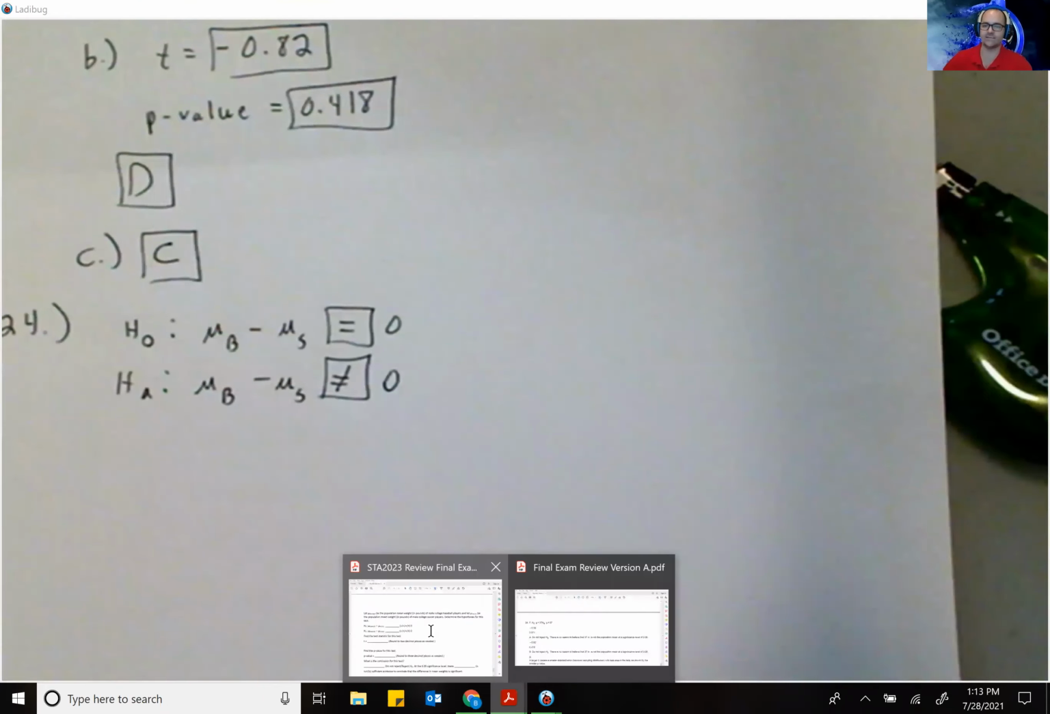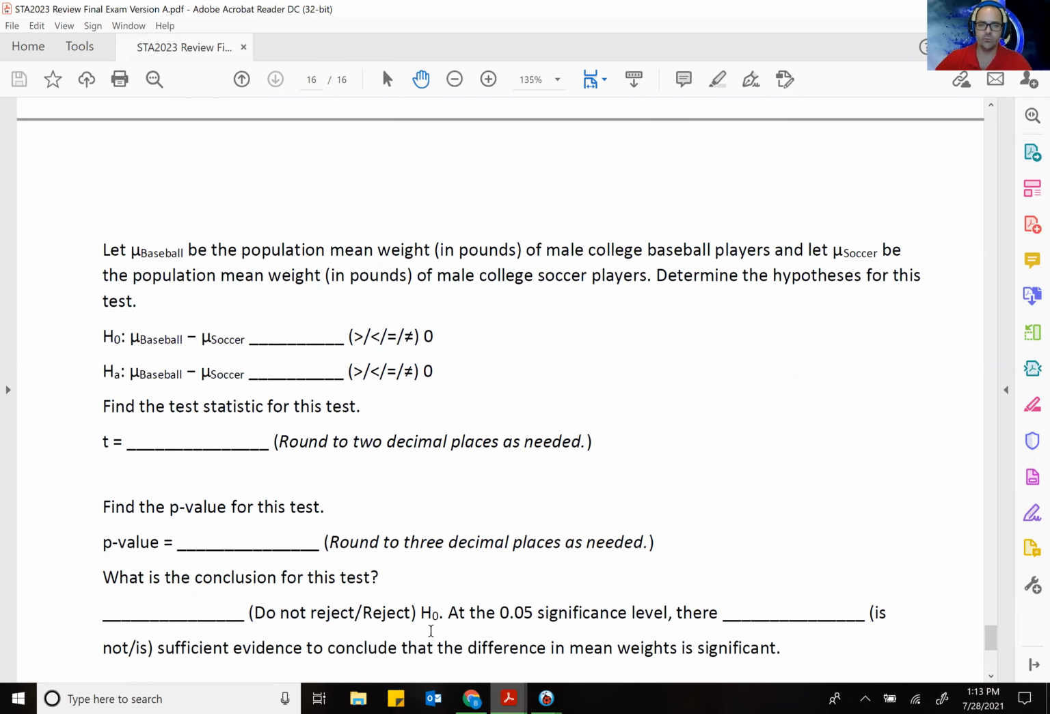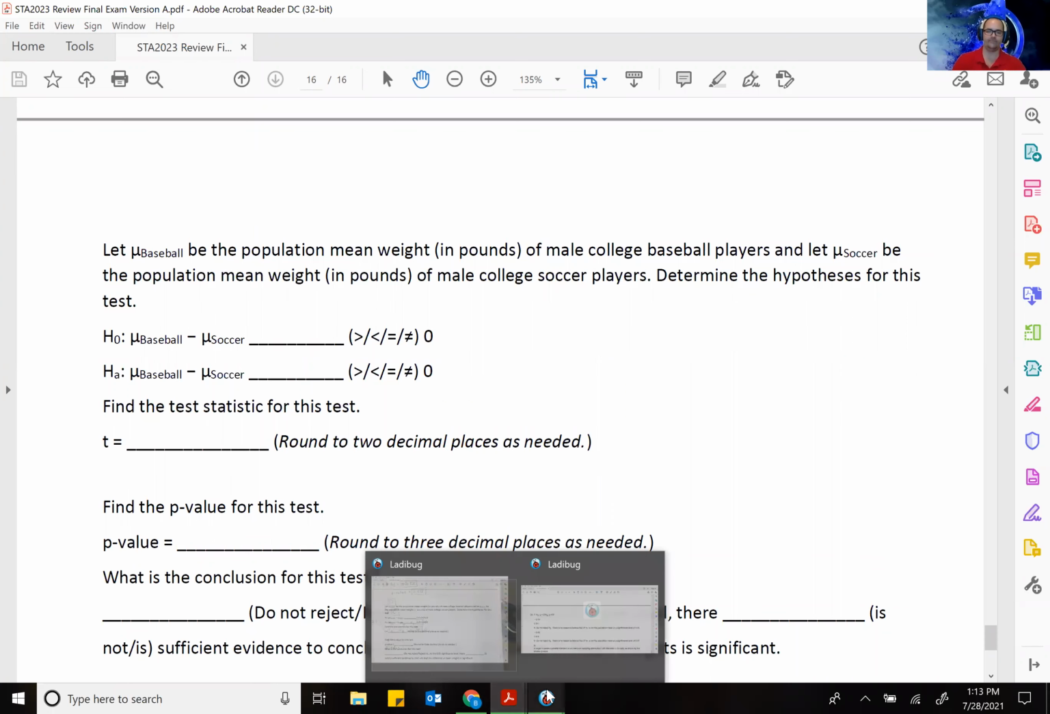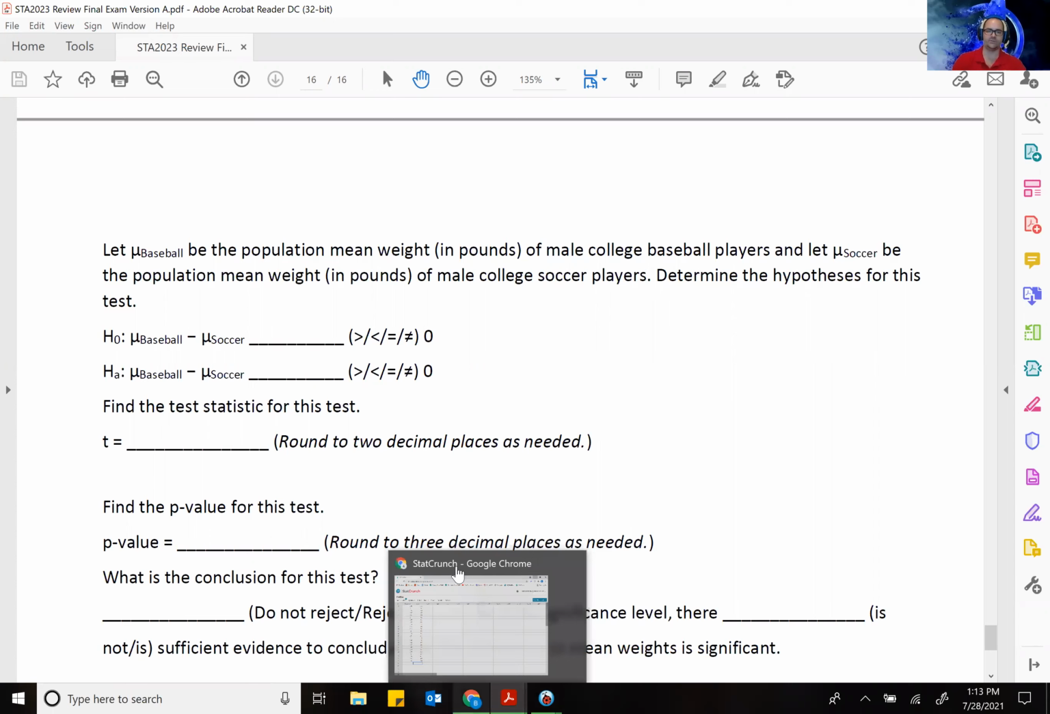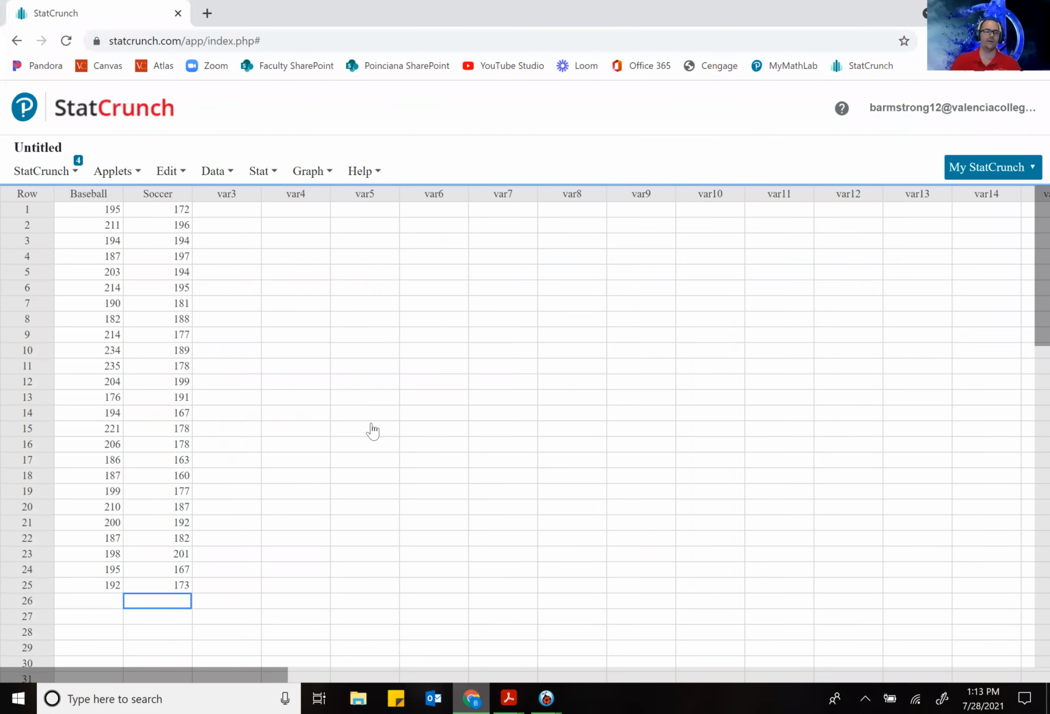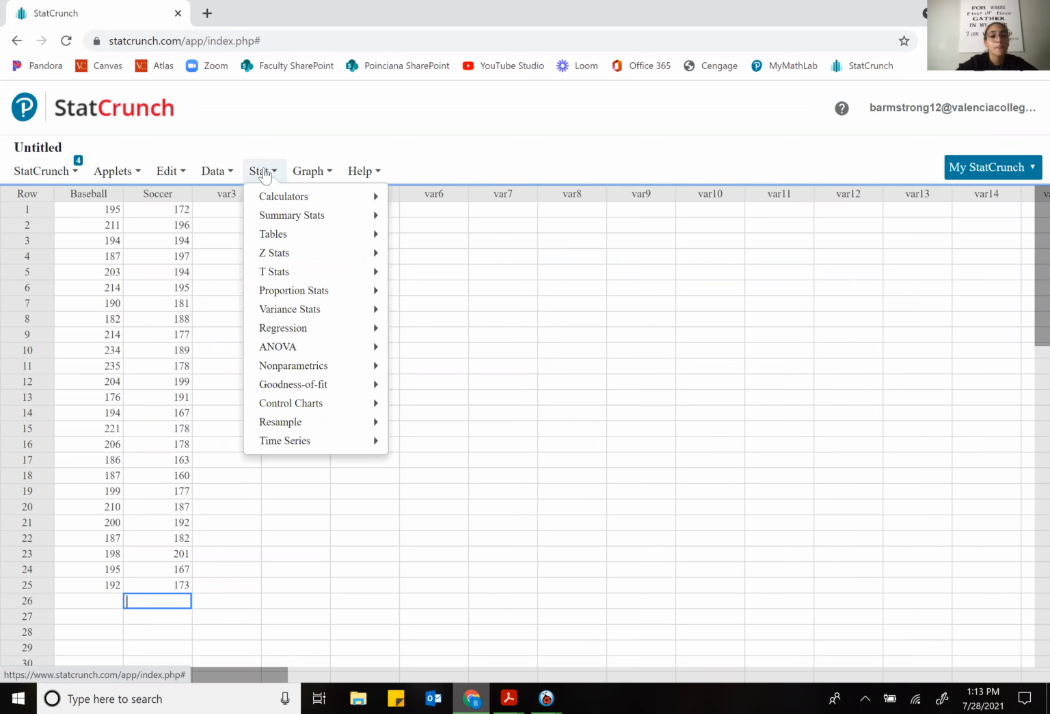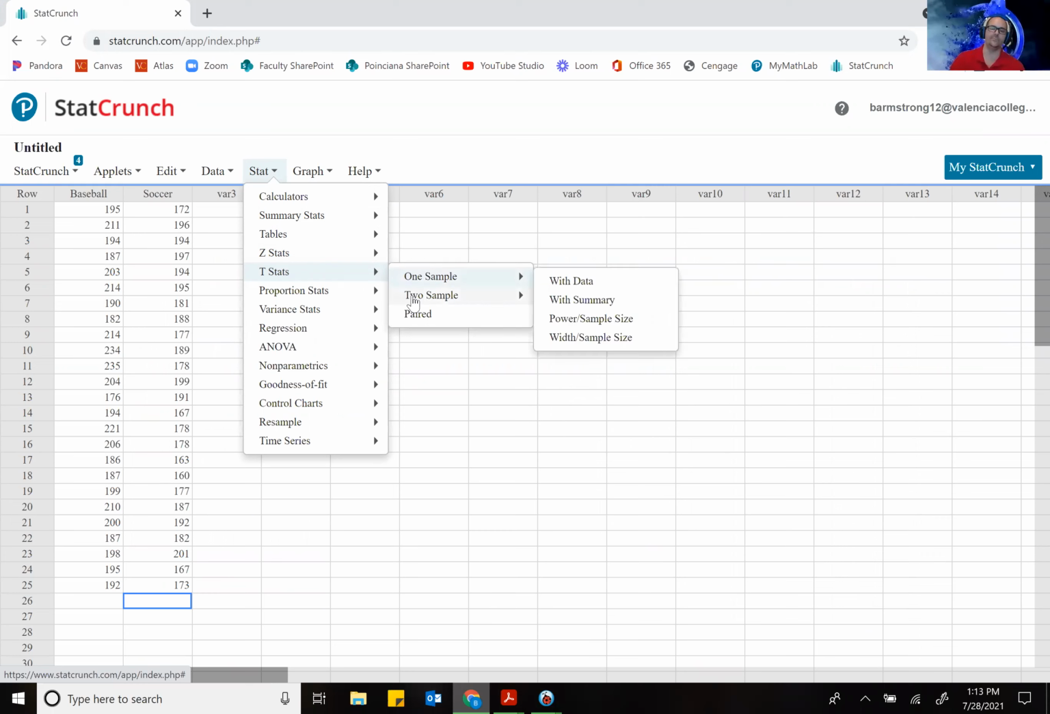Now they are asking about the t statistic, rounded to 2 decimal places, and the p-value, rounded to 3 decimal places, just like before. So let's go out to StatCrunch. Where am I going to go? Stat, T Stats, 2 Sample. Good, because this is independent, with data.